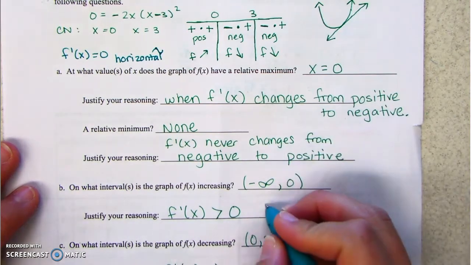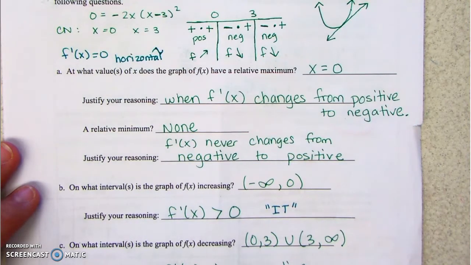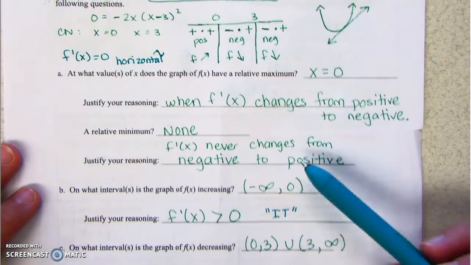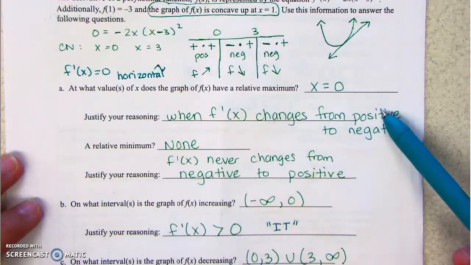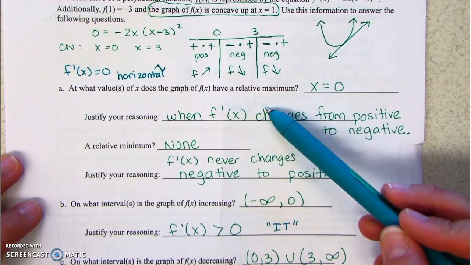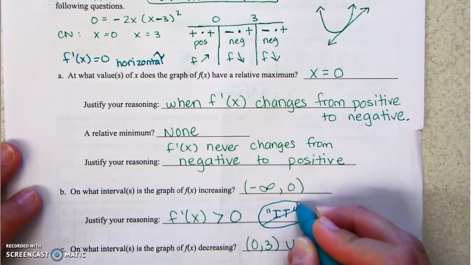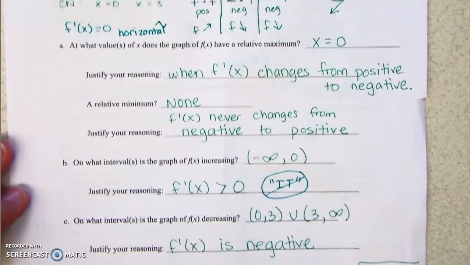If you use the word "it" anywhere on this page, you're going to get marked wrong, okay? If you say "it changes from positive to negative," that means that you're not clear if it's f or f prime. So do not use the word "it" on a calculus test, okay?